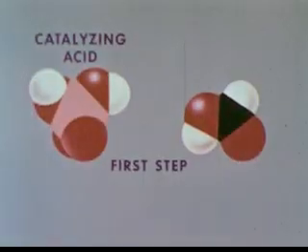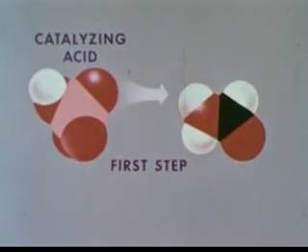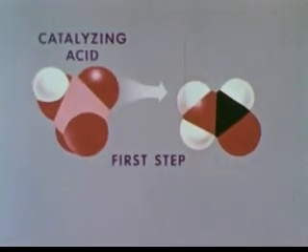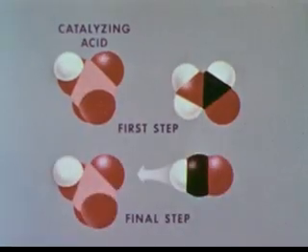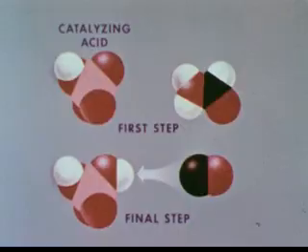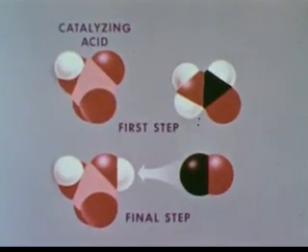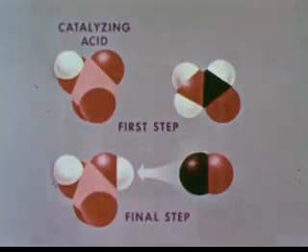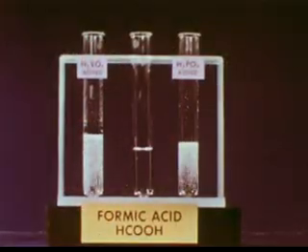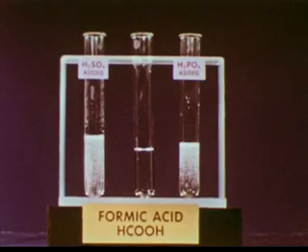So, in the first step of this reaction, the catalyst donates a proton to the formic acid molecule and is chemically consumed. In the final step, by accepting a proton, the catalyzing acid is regenerated. It is regeneration which explains a catalyst's unique characteristic of not being used up. Why are the rates of the catalyzed and uncatalyzed reactions so different?